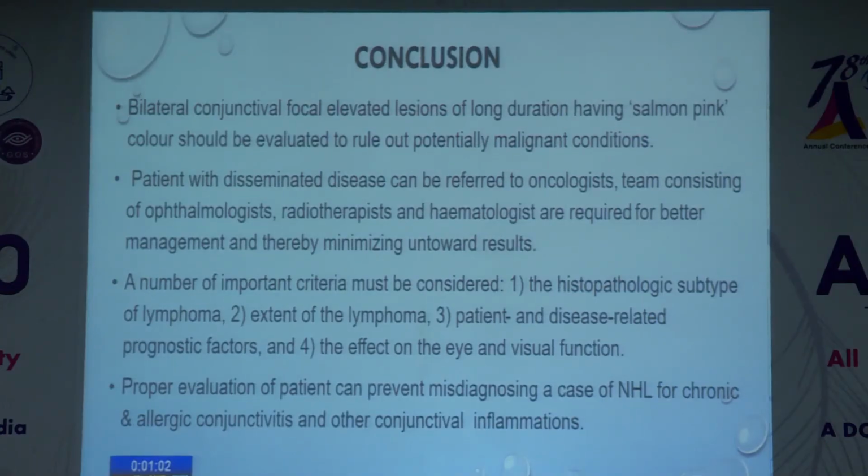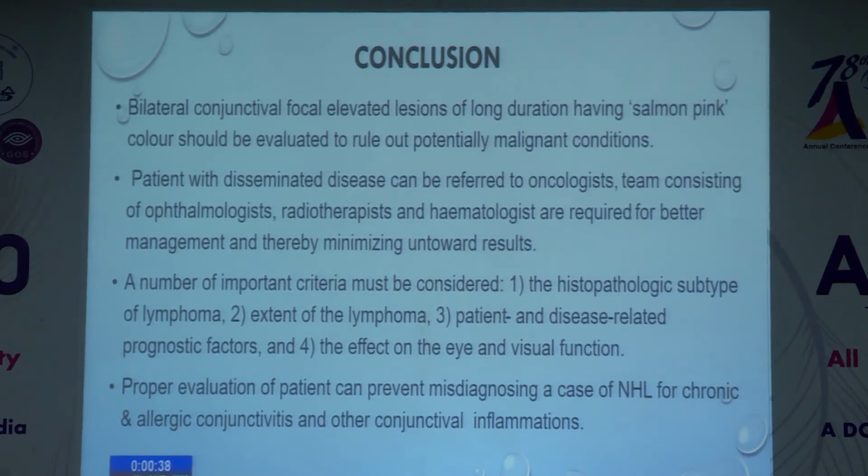So what we see is that any case of bilateral conjunctival focal elevated lesions of long duration having a salmon pink color should be evaluated to rule out a potential malignant condition. Patients with disseminated disease can be referred to the oncologist team, and a team consisting of an ophthalmologist, radiotherapist and hematologist is required for better management and thereby minimizing untoward results.